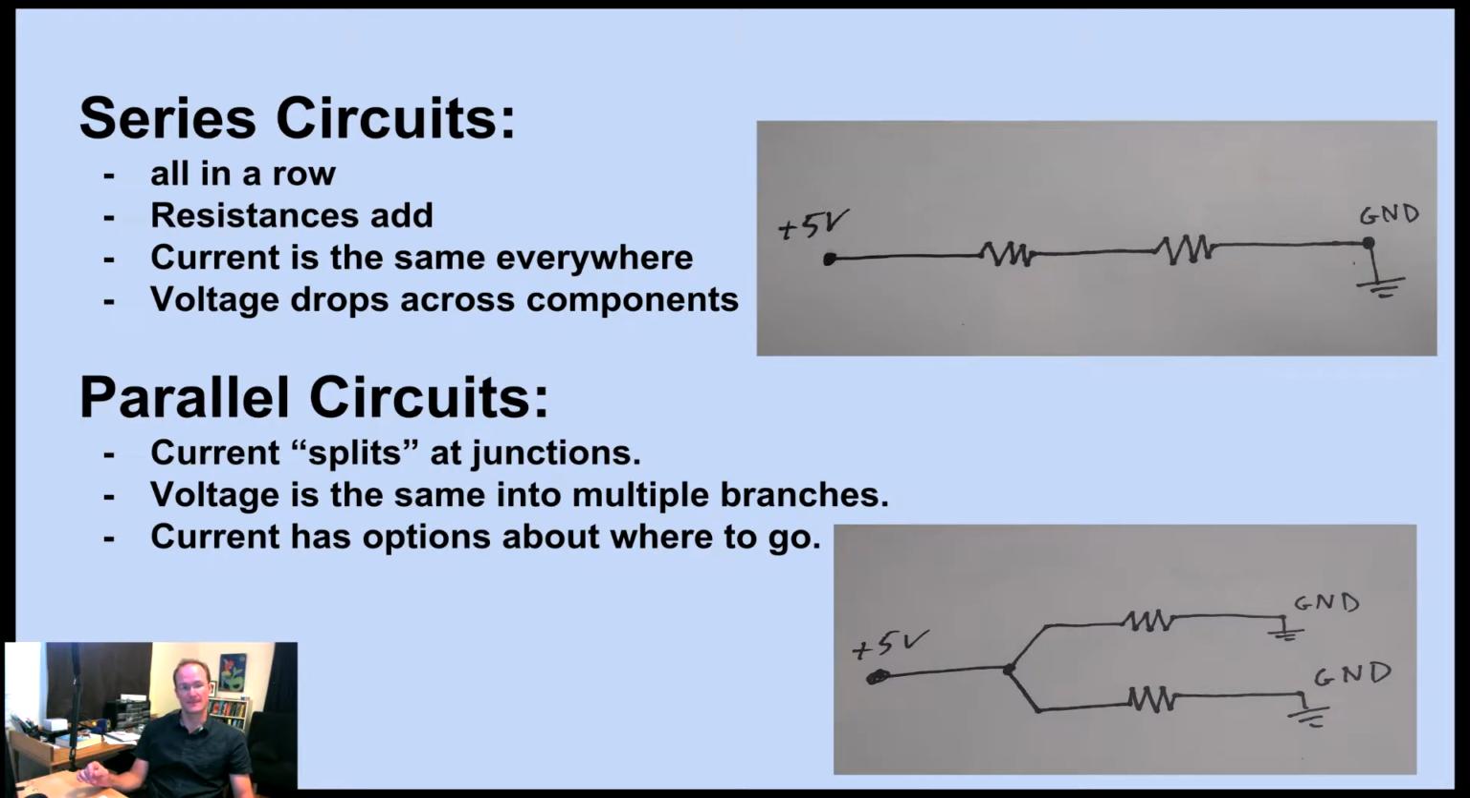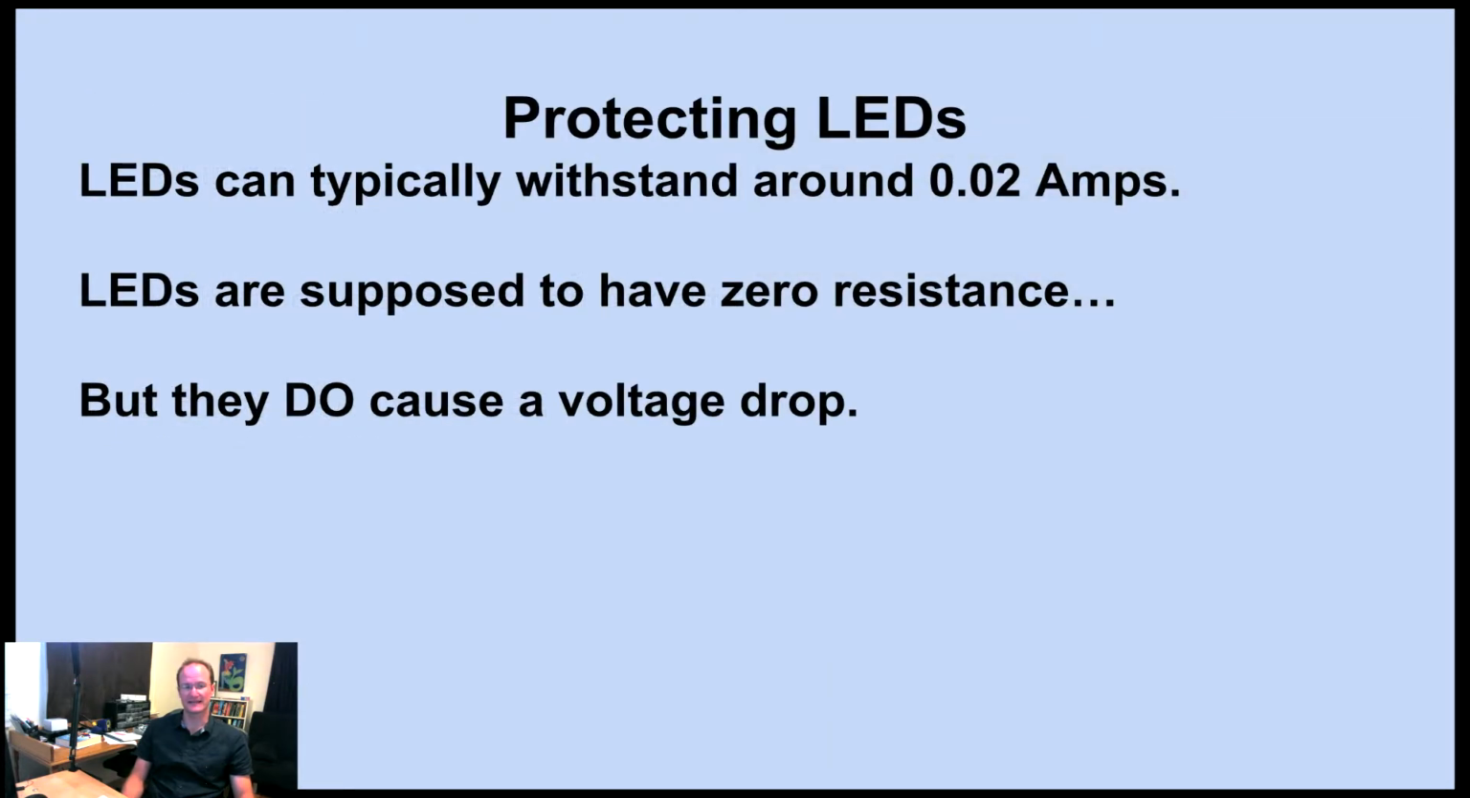Now, the big thing to remember about a parallel circuit is that going into that junction where it says plus 5 volts, and then it hits that dot where it splits into the 2 wires, each of those 2 wires receives 5 volts of voltage. So there's 5 volts pushing across each of those resistors. Right? Then the current can go whichever way it'll go based on the relative resistances, which we won't worry about for now. What we do want to do is protect our LEDs.